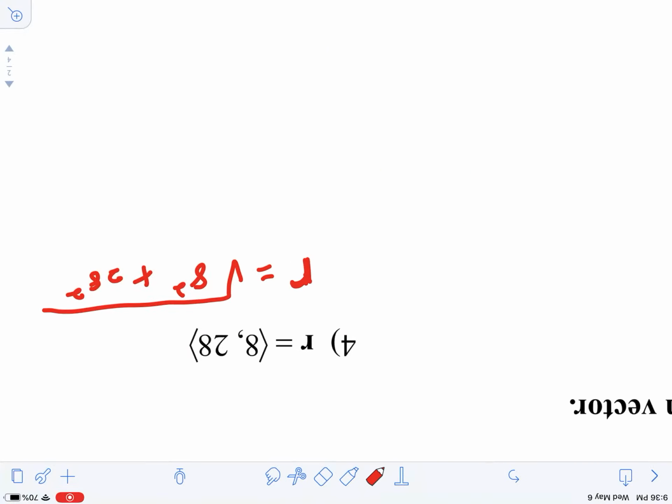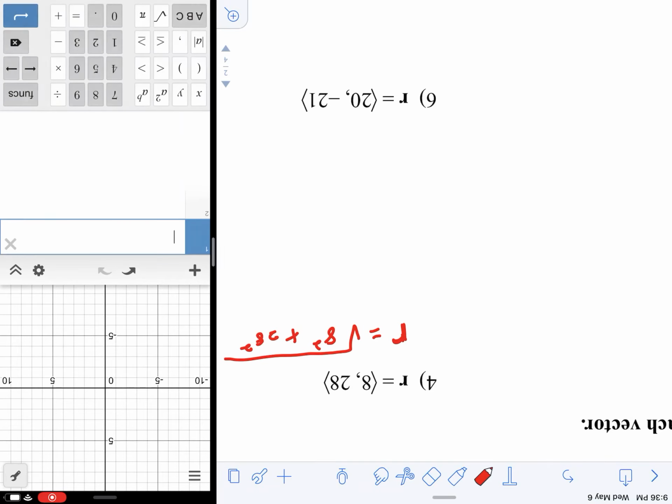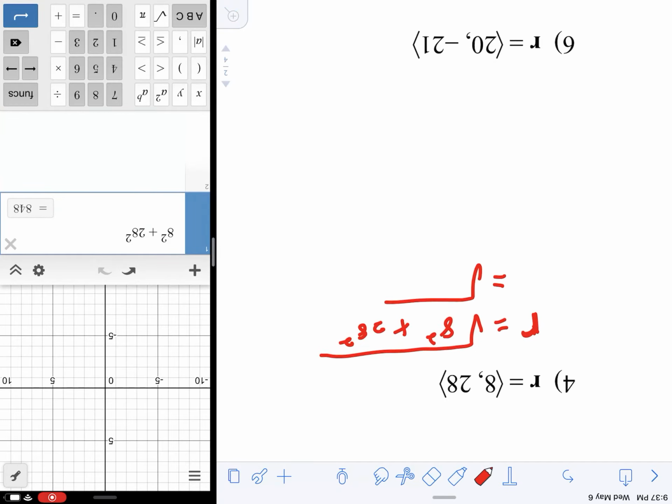I'm going to flip this over, guys. Pull that over. There we go. So square root 8 squared plus 28 squared. Oh, I'm forgetting something. Delete all this. 8 squared plus 28 squared. So this is radical 848. Now 848 is a radical that can be simplified, I believe.